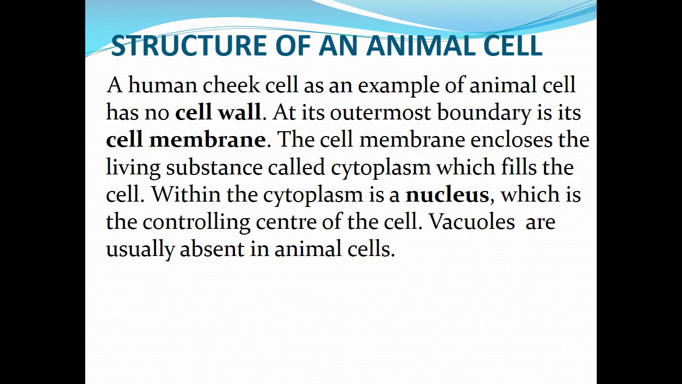The cell membrane encloses a living substance called cytoplasm, which fills the cell. So the cell membrane has the cytoplasm, and within the cytoplasm is the nucleus, which is the controlling center of the cell. No vacuoles are present. So vacuoles are absent in animal cells. So all that the animal cell has is the cell membrane, the cytoplasm, and the nucleus. These are the major structures of the animal cell.